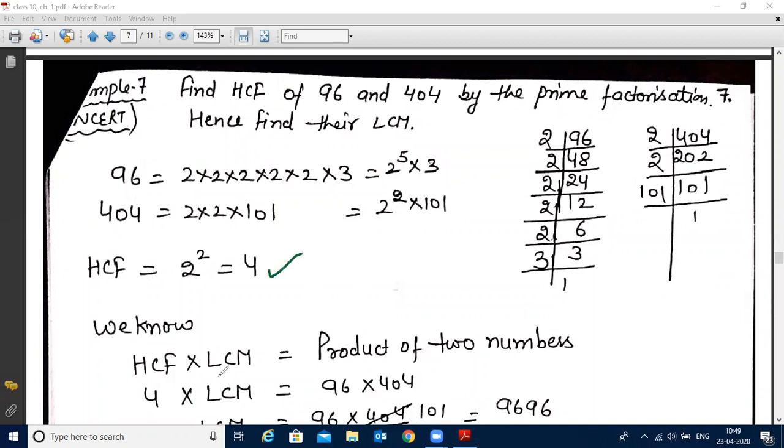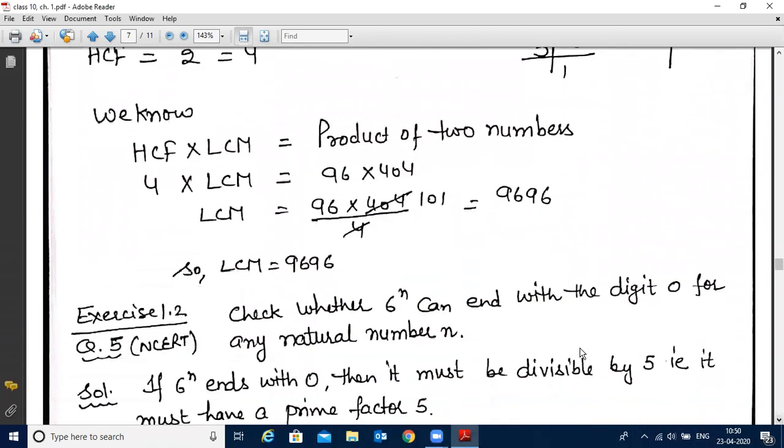Now you know that the product of HCF and LCM is equal to the product of the two numbers, and the two numbers are 96 and 404. By putting in the values, this can be written as 4 into LCM is equal to 96 into 404. In this way you can find the LCM. On reducing the terms, we get LCM equal to 9696.